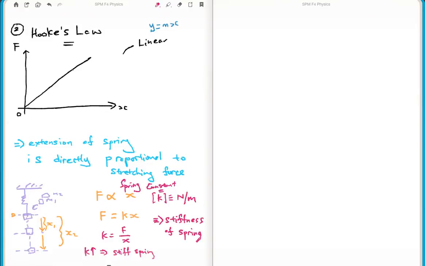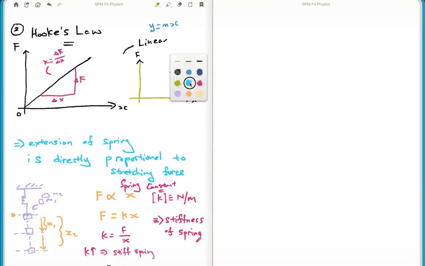So the gradient is the change of F over the change of X, therefore K is F over X. That is the stiffness. In some objective questions, sometimes they ask which spring is the stiff one. So maybe you have this is my F, this is my X.